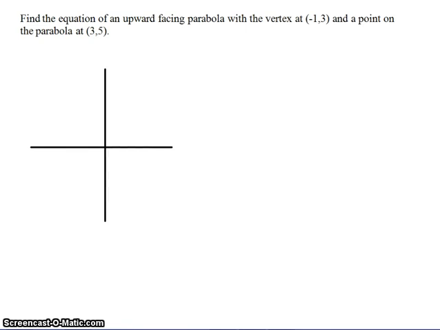We want to find the equation of an upward facing parabola with the vertex at -1, 3 and a point on the parabola at 3, 5. Okay. We have an upward facing parabola, so we're going to be using this equation here. We have a point, we have a vertex. Remember that all we need to come up with the equation of the parabola is the hk along with the p-value. And we have hk. We don't have the p, but we do have a point on the parabola, which means that we can plug everything in and solve for p.